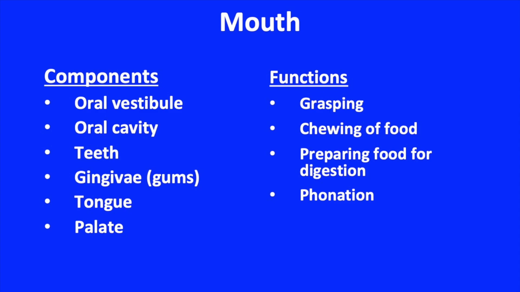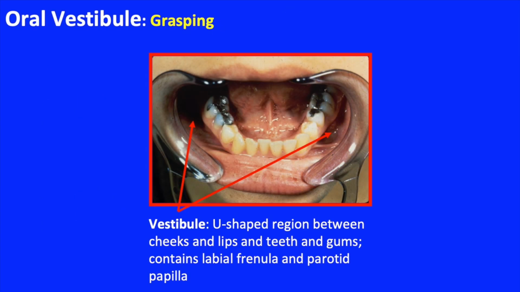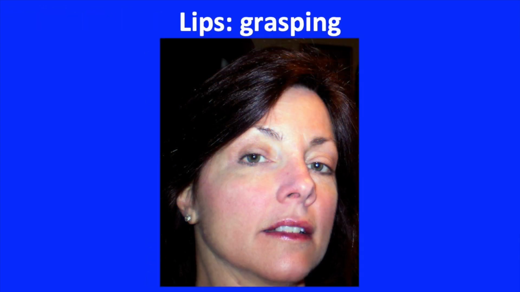All these functions may seem straightforward to you, but no doubt, if you've ever had a toothache, they can present with problems. The area between the teeth and the cheeks, lips, and gums is called the oral vestibule. One of the functions of our lips is that of grasping. If grasping is indeed a function of the lips, let's examine them in more detail.